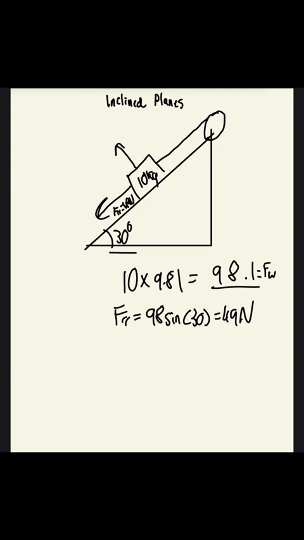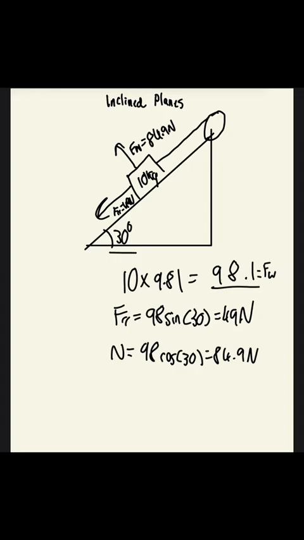Now if we look at the normal force, our normal force is equal to mg cos 30, or 98 cos 30. And that gives us 84.9 newtons. So that's going to be our Fn, which is equal to 84.9 newtons.